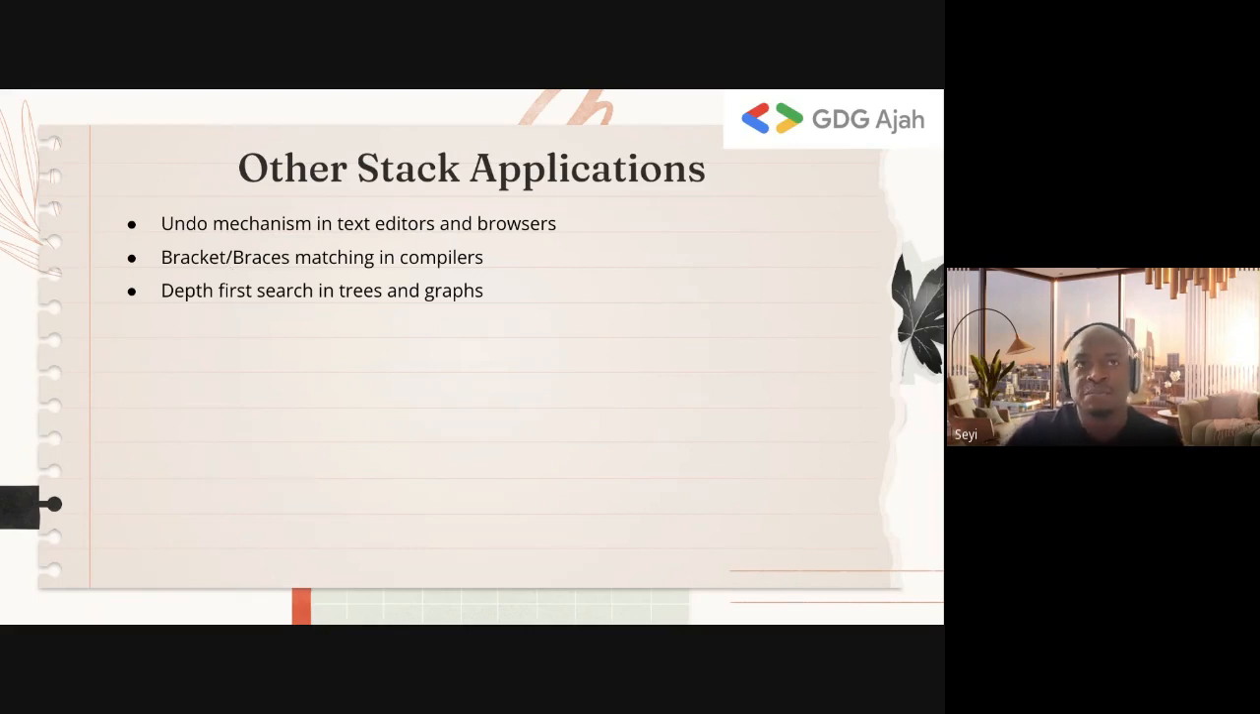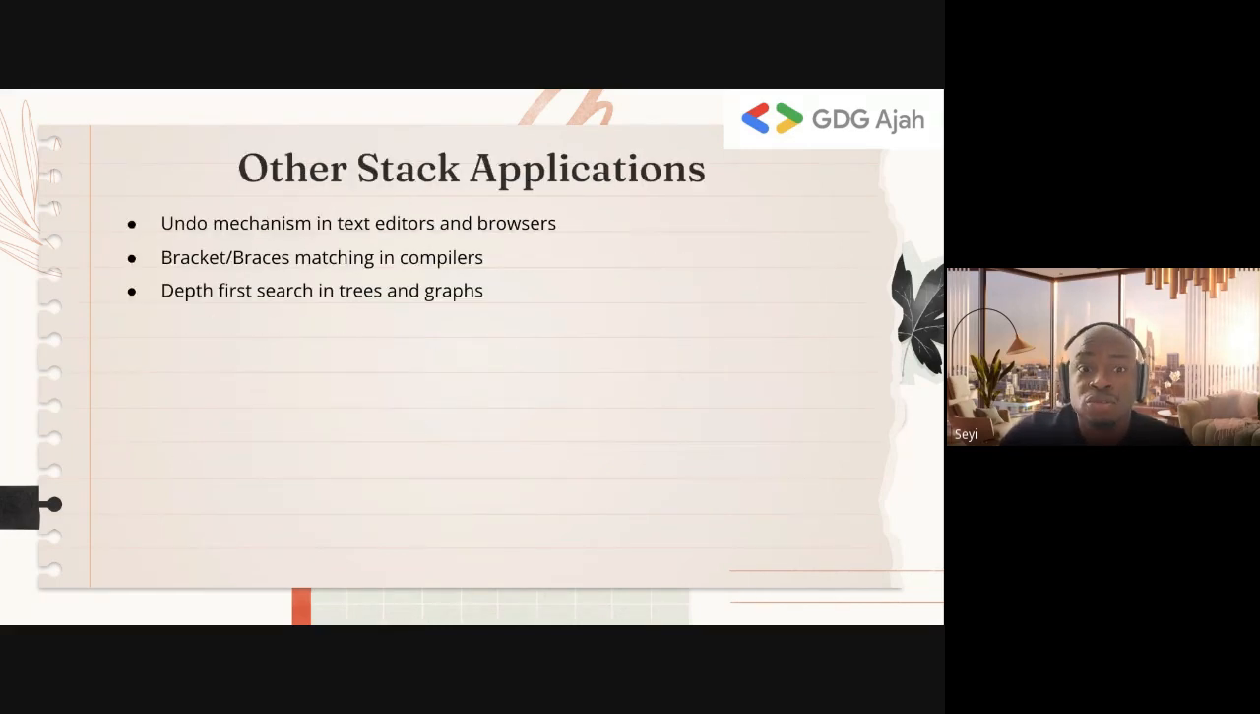When you want to match braces or brackets in compilers, you use stacks. We'll talk about an example of that. Then another core application is depth first search in trees and graphs. That's why it's important to understand this structure, because it comes up. In fact, stacks and queues are the bread and butter of a lot of algorithms. You cannot do without understanding them, especially depth first search and breadth first search. We'll talk about them in graphs.